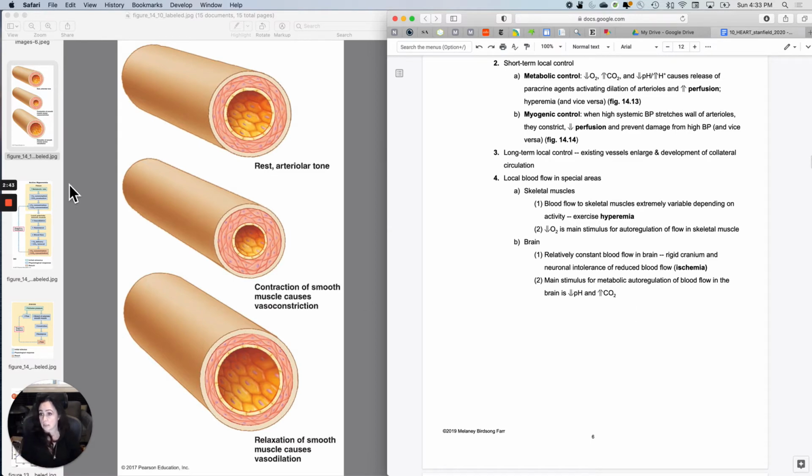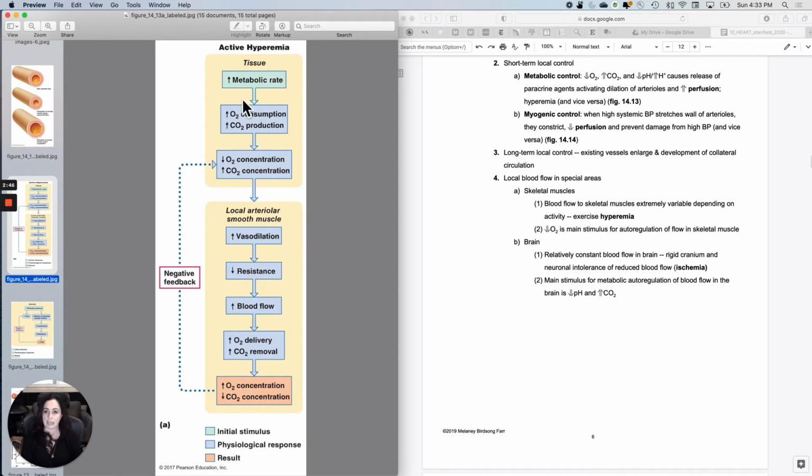Okay, so let's look at a figure that shows kind of the same thing. It doesn't say anything about pH, but if a tissue, this liver, right, has a really high metabolic rate because you took too much acetaminophen yesterday, okay, then the oxygen consumption goes up and the carbon dioxide production goes up. Everybody with me? And then the oxygen concentration will go down, and the carbon dioxide concentration will go up, okay? Then what's going to happen is the local arteriolar smooth muscle will dilate, dropping the resistance, increasing the blood flow, increasing the oxygen delivery, increasing the carbon dioxide removal, and that feeds right back, okay? Now, this is generally occurring because of paracrine agents that were released, okay? So this is called metabolic control.